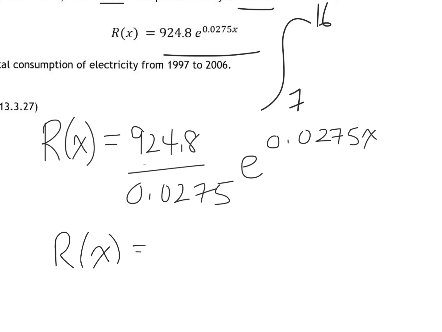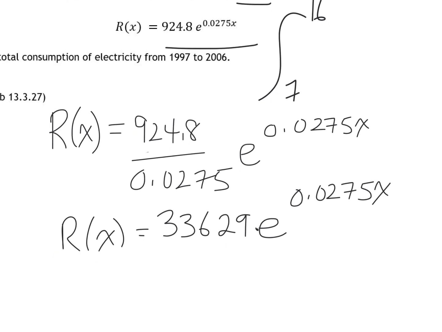0.0275. 33,629.09. Yeah, about that. Okay. I might just leave it without decimals. I don't know, but that's fine. You can put them in. Okay.